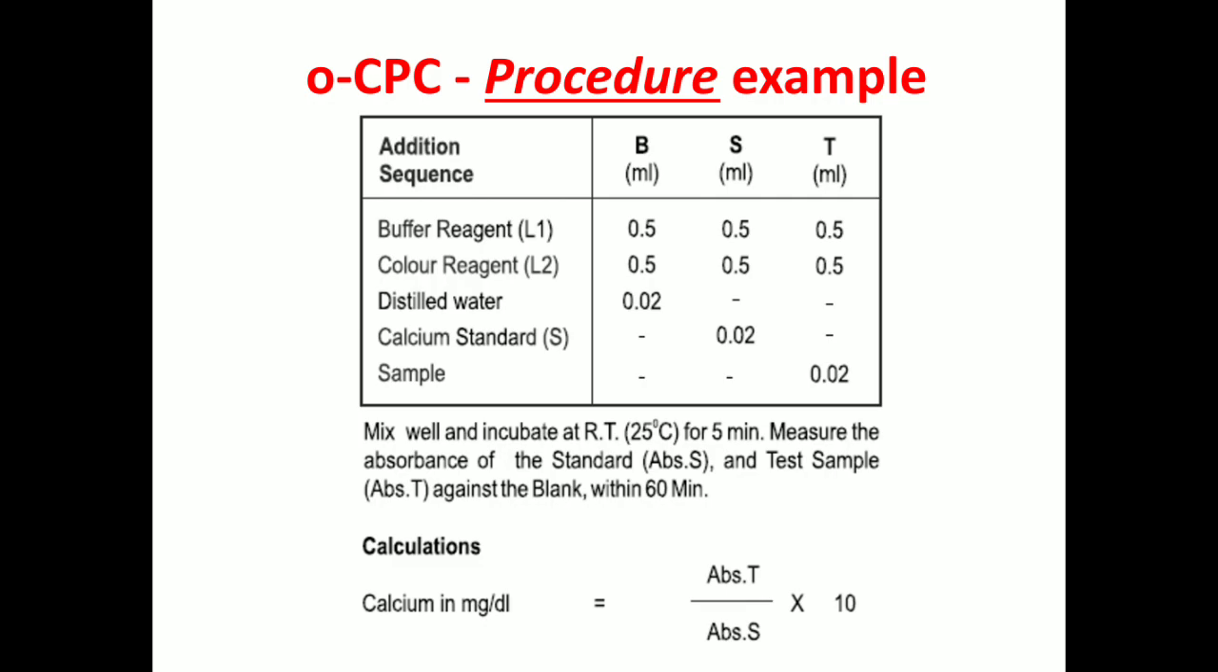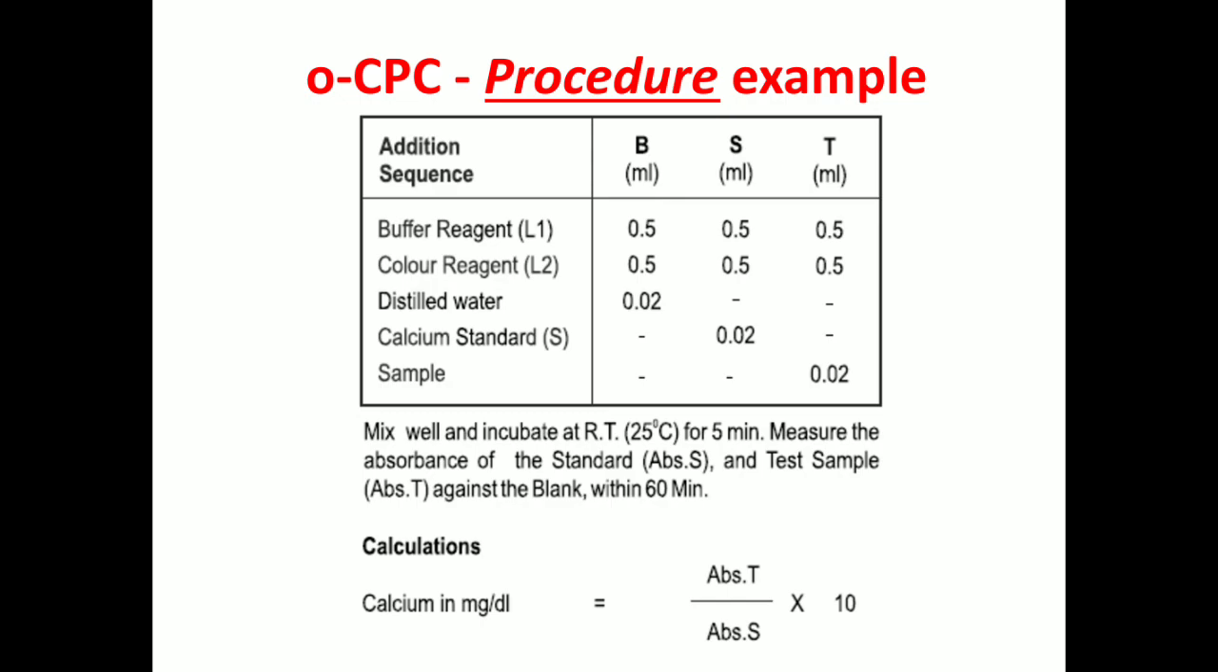if it comes in the exam. So this is how much buffer, how much color reagent, L1 L2 two reagents, how much distilled water for blank, standard for standard, and test for the test sample, how much of which you have to mix, for how much time, at what temperature you have to incubate, and then obviously you know the absorbance of the test by absorbance of the standard into concentration of the standard, which in this case is 10 milligram per dl.